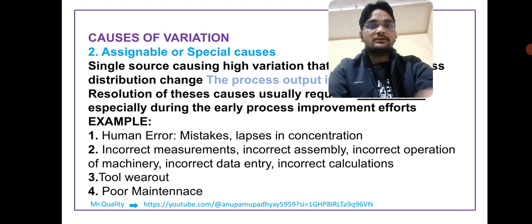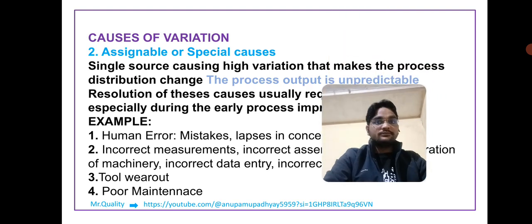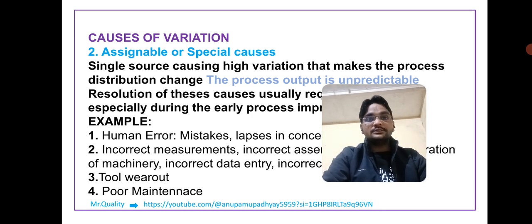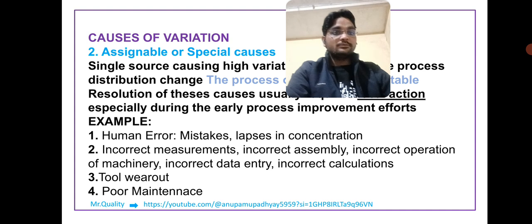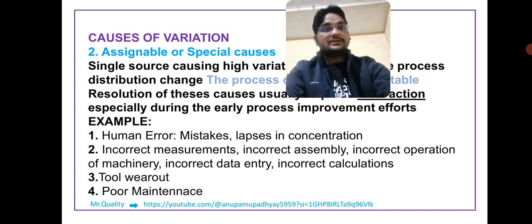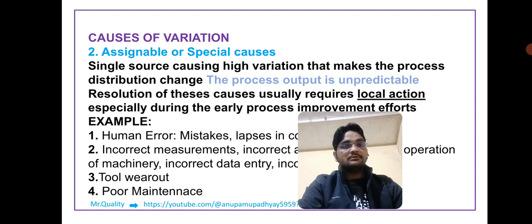And what are assignable causes? Assignable causes are also known as special causes, a single source of variation. These are not many sources of variation. These are single sources of variation causing high variation that makes the process distribution change. The process output is unpredictable because the single source causes high variation. Resolution of these causes usually requires local action, especially during the early process improvement efforts.